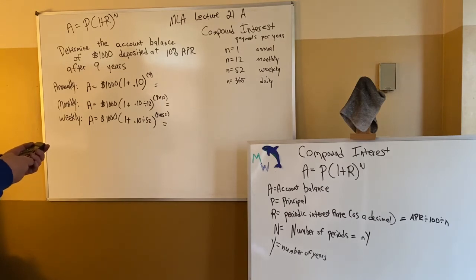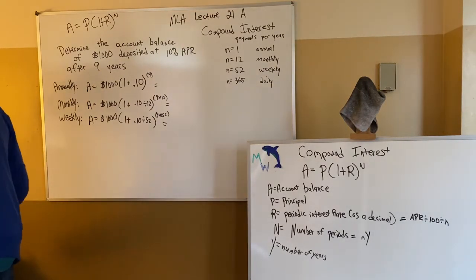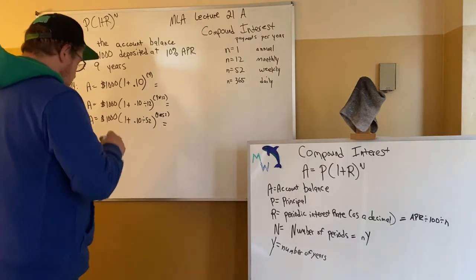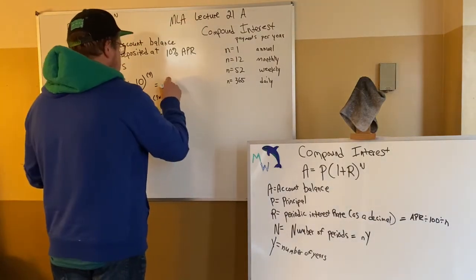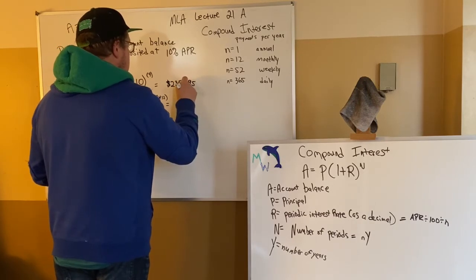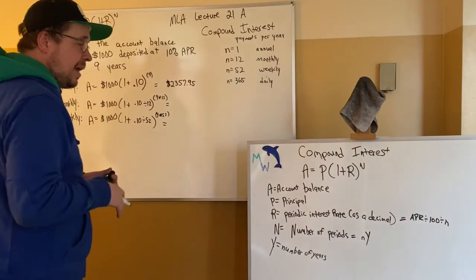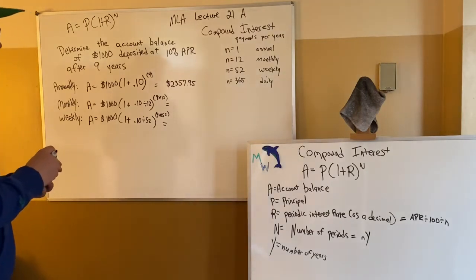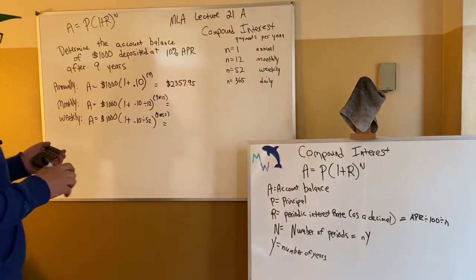But on the first one, I'm going to go with 1.1, and I'm going to power it to the 9th, and that's times $1,000. And I come out of here with this $2,357.95. I just left the money in for 9 years. Doesn't sound bad. Let's try the next one.